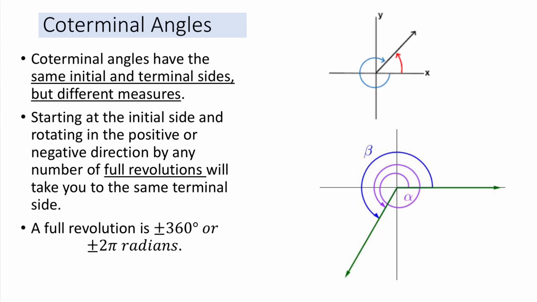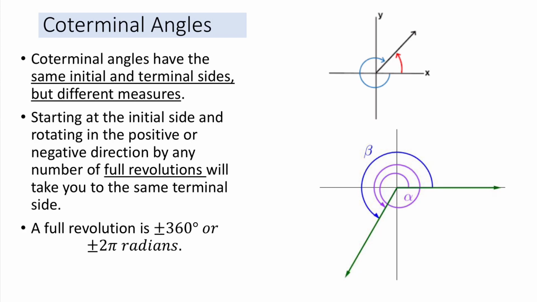So coterminal angles are two angles that have the same initial and terminal side. So we take a look at this picture over here. We can see that this being your initial side, of course, this is your terminal side. The red one starts on the initial side, ends on the terminal side. But the blue one does as well. It starts on the initial side, ends on the terminal side. You can see that they have differing degree measures, though. This is a smaller angle than this one here.